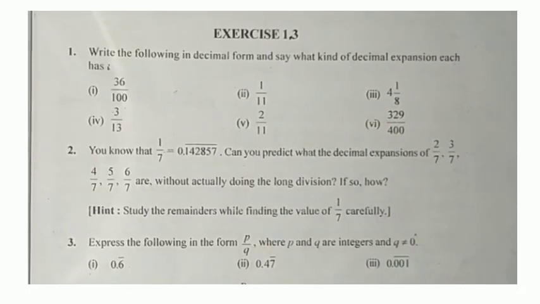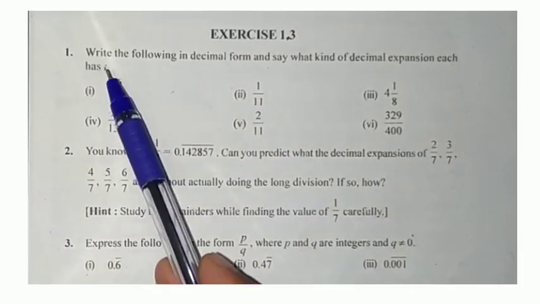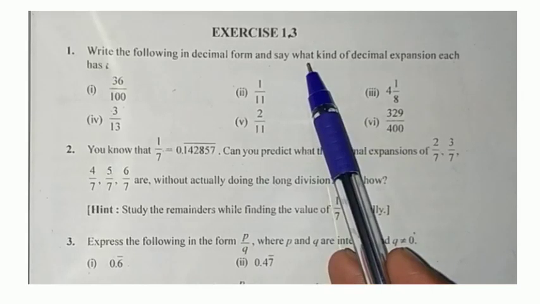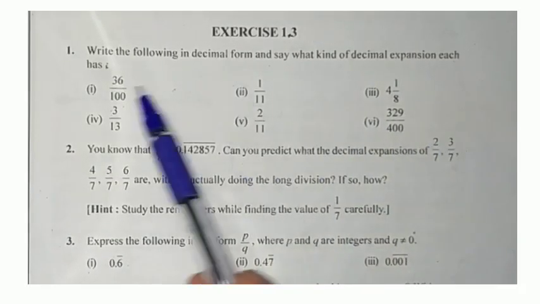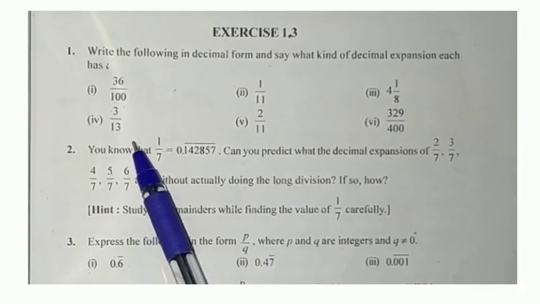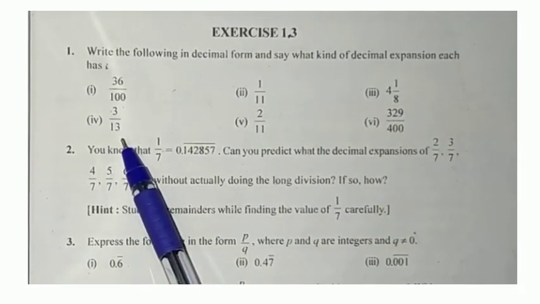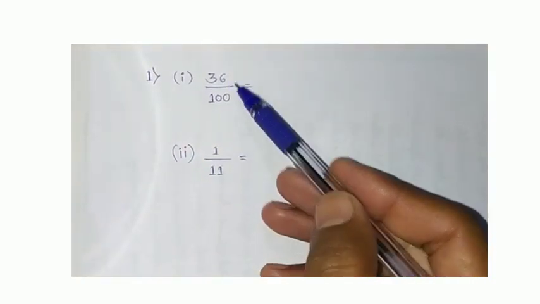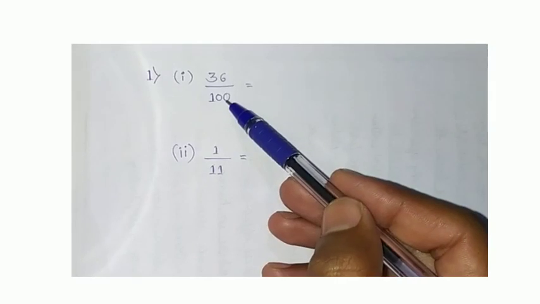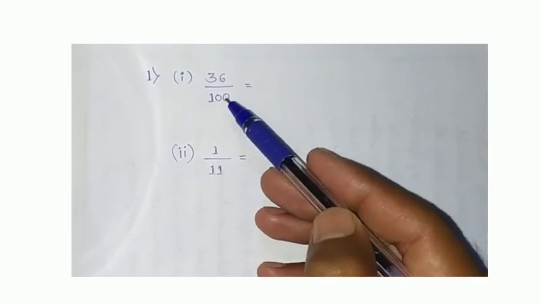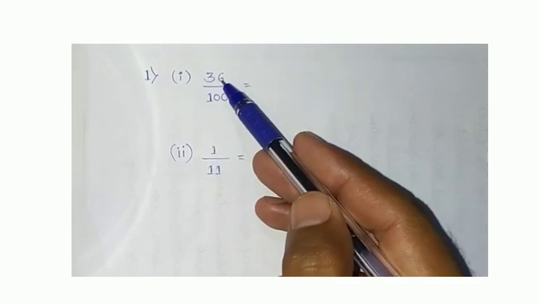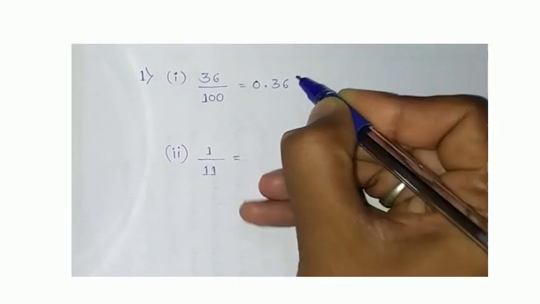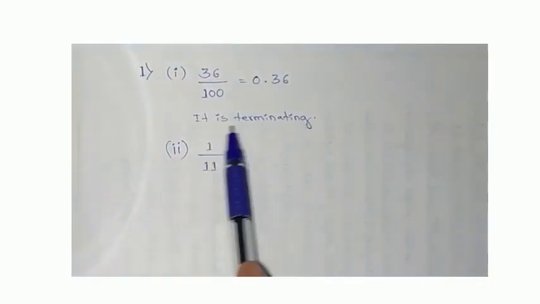Now directly going to Exercise 1.3. In the first question: write the following in decimal form and say what kind of decimal expansion each has. Here, out of 6, I will solve 2 and 4 for your practice. In the first sub-question, they gave 36 by 100. It is very simple. The denominator is 100, so take the 2 zeros, after 2 digits put the decimal point. It will be 0.36. So it is terminating.